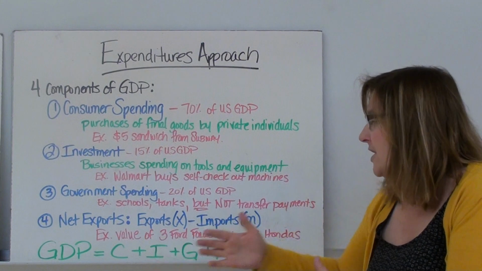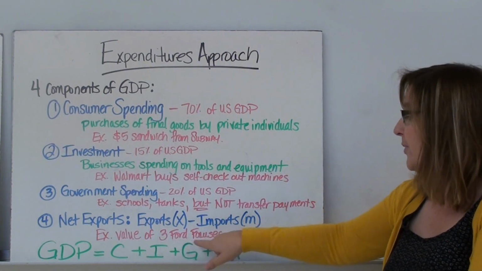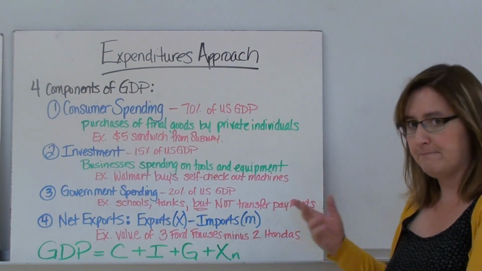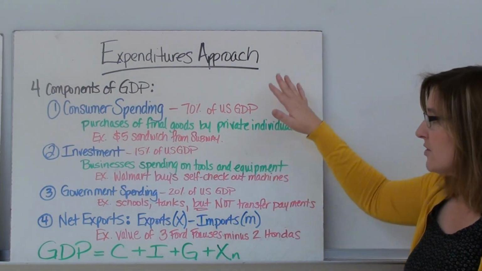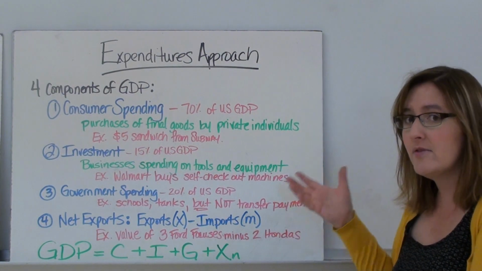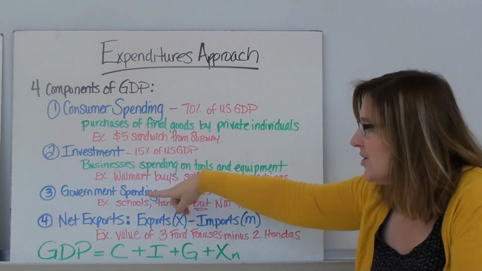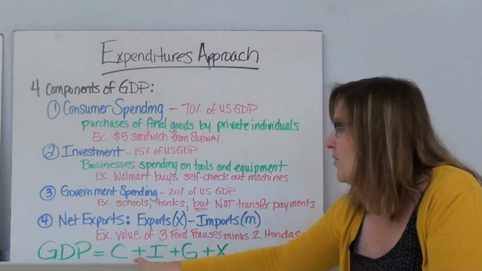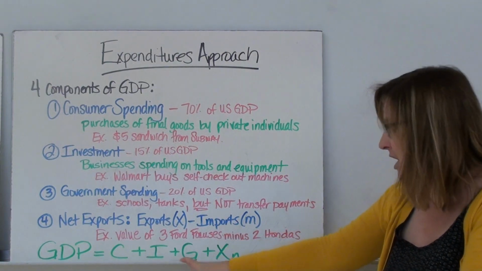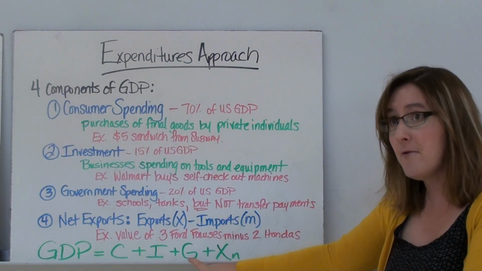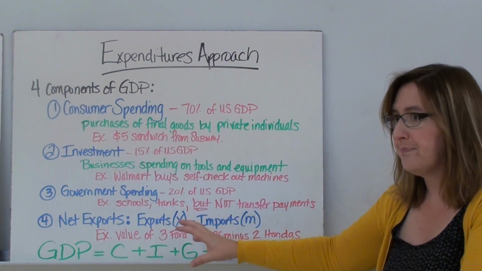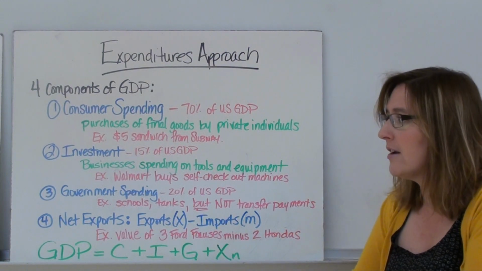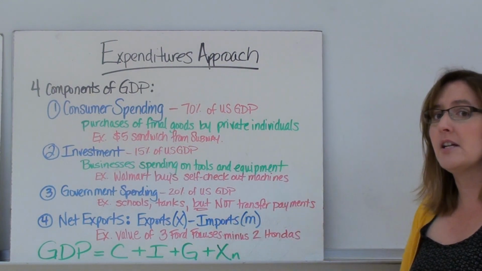So, in a small scale example, it'd be the value of 3 Ford Focuses built here in the US, minus 2 Hondas built in Japan. So these are the 4 categories or components of GDP: C, I, G, and XN. XN stands for net exports. So GDP equals C plus I plus G plus XN. This formula, these components of GDP, need to be etched in your brain. We will use it for way more than just calculating GDP.